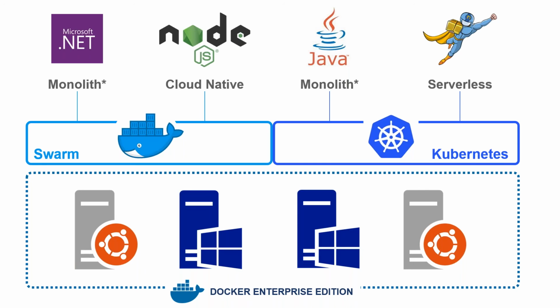And I can be running cloud native applications here. And if I'm really interested in innovative stuff that's coming down the line, I can run serverless applications all on exactly the same cluster, and I'm managing them all at the same level. So I don't care whether it's a .NET monolith running on a Windows container on Docker Swarm, or whether it's a serverless platform running in Kubernetes on Linux. I'm going to manage it at the same level.